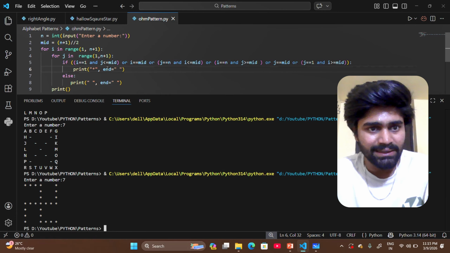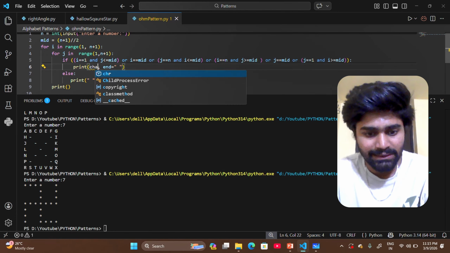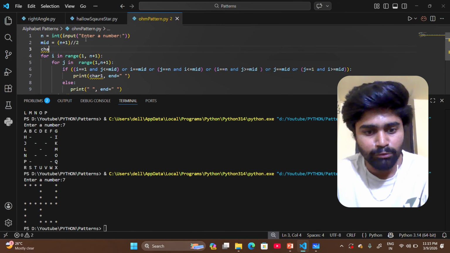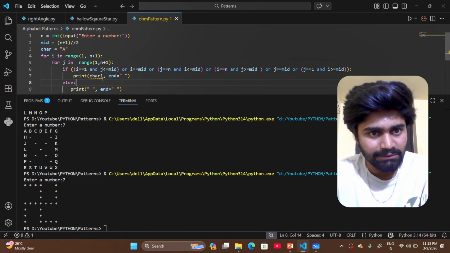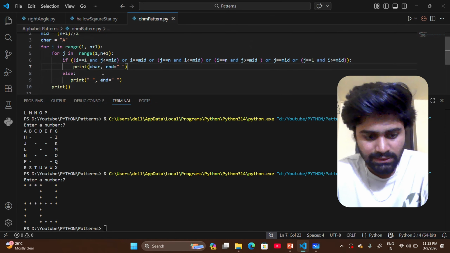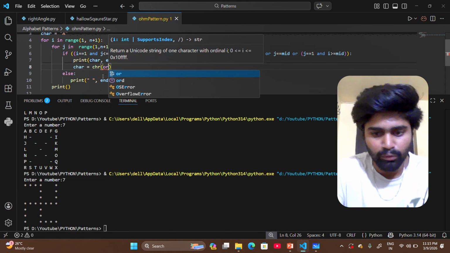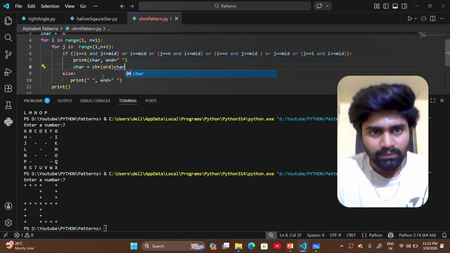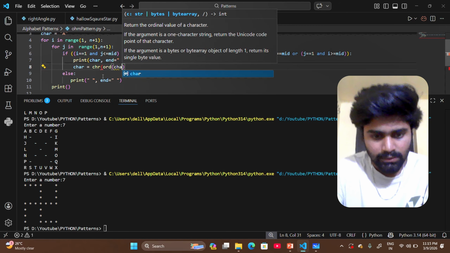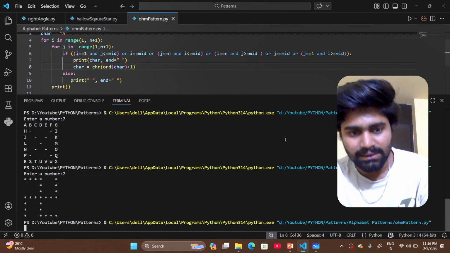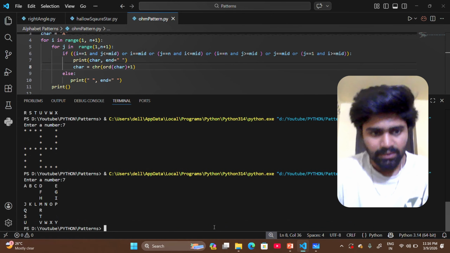Now instead of printing the star here, we are going to print the character. So that character value we need to define here. Character equal to a. Now I am going to change the value of the character. How to change that value? Exactly the same: character equal to chr of ord of character plus 1 again. Same thing.